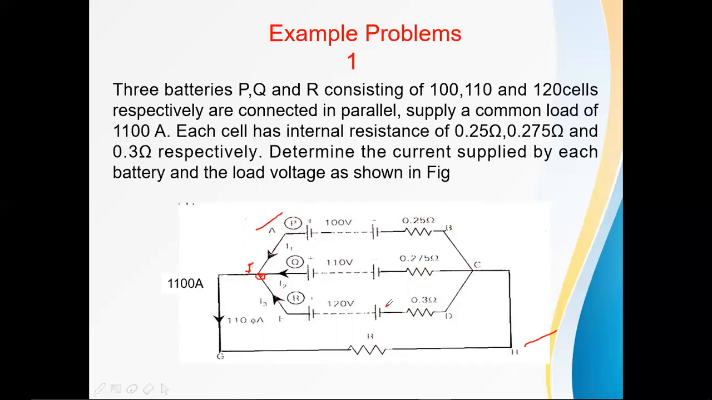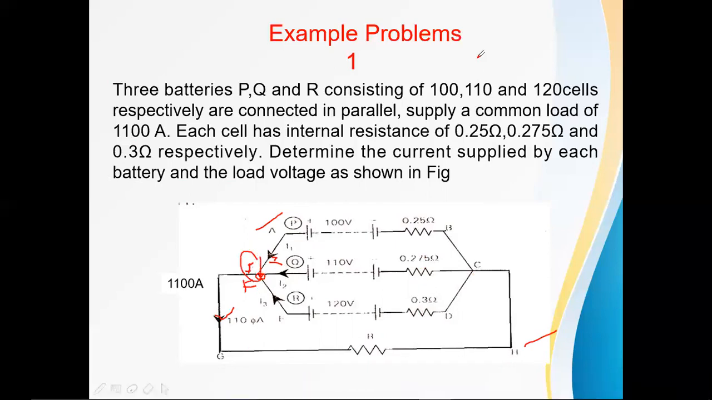A, B, C, D, E, F. This is F. From the point of F, the current entering is I1, which is given in the question itself. This is I2, this is I3. Therefore, these three currents are entering the F node, then leaving the F node as a current we are naming I.